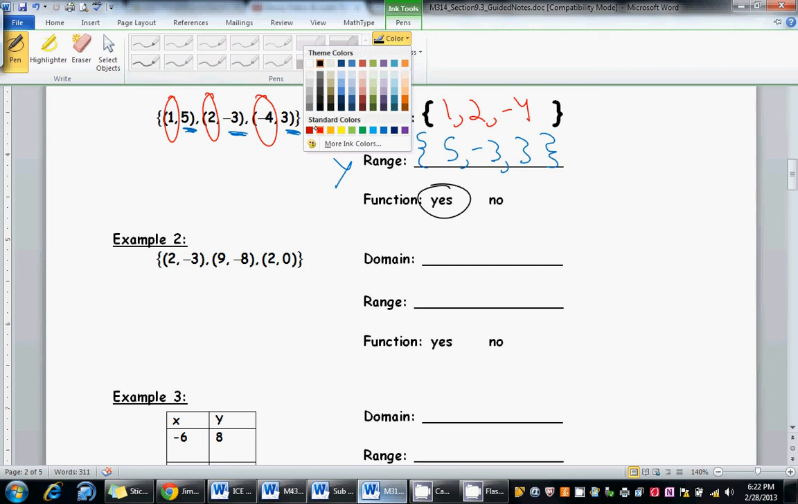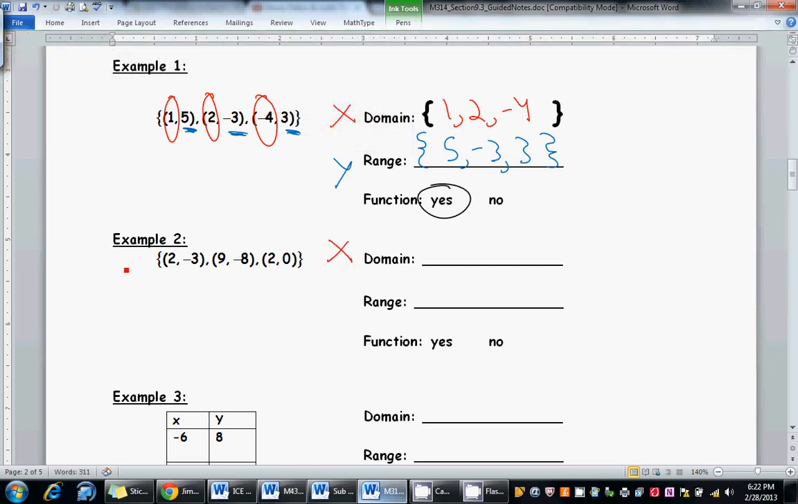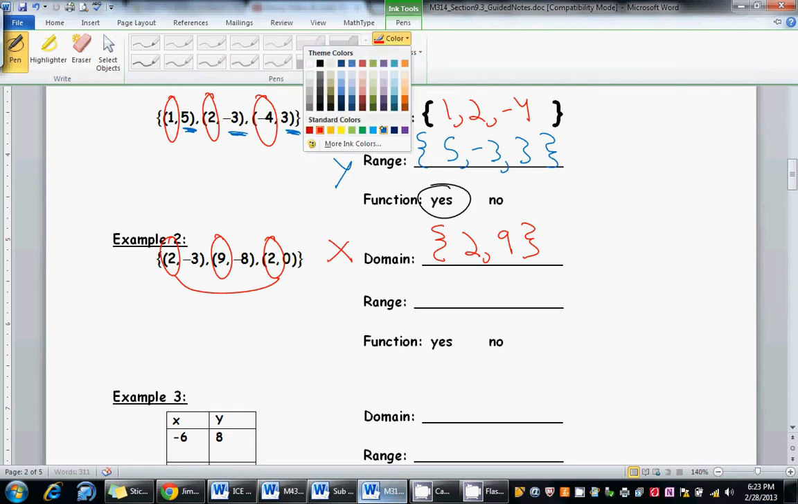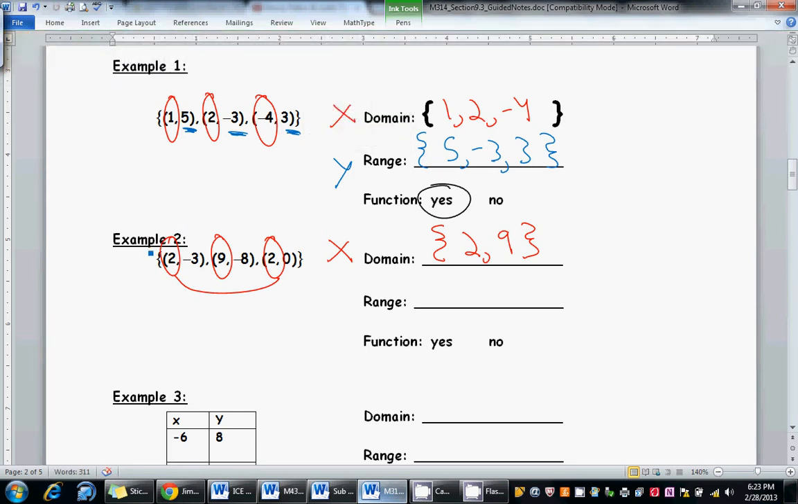Example 2. Again, domain is my x's. So, curly bracket to start. What are my x values? 2, 9, and 2. Now, in this case, I have the same x value twice. You do not have to write it twice. You only have to write it once. So in this case, just 2 and 9 make up my domain. Range again is going to be my y's. -3, -8, and 0.